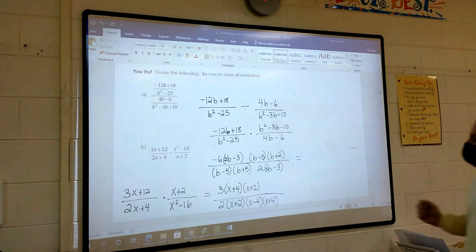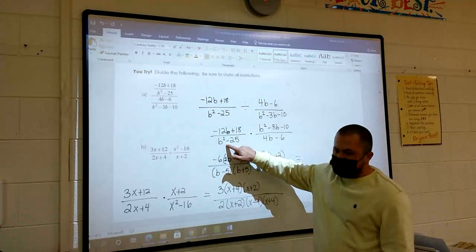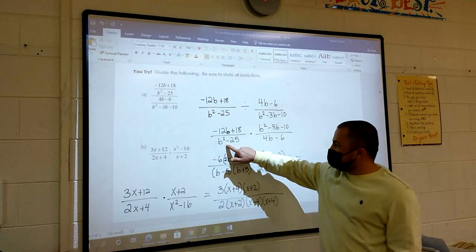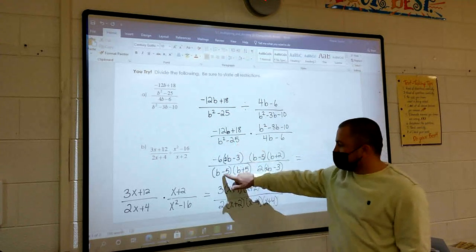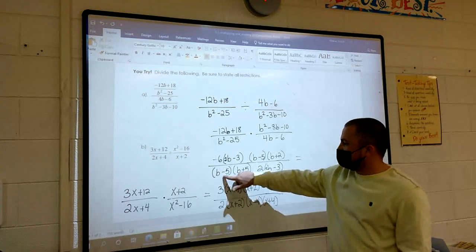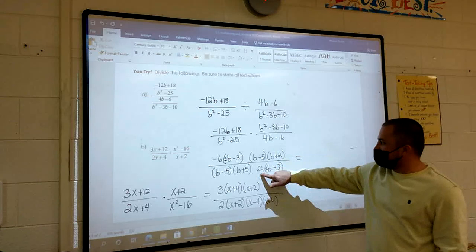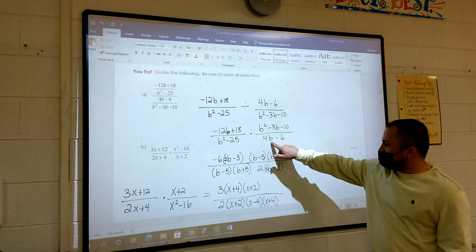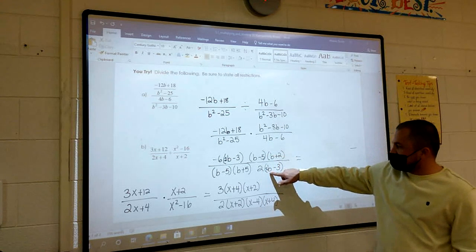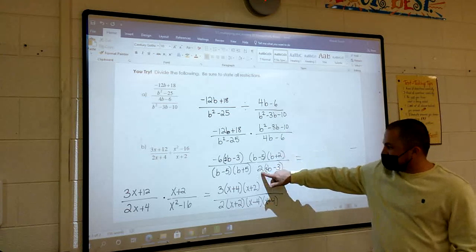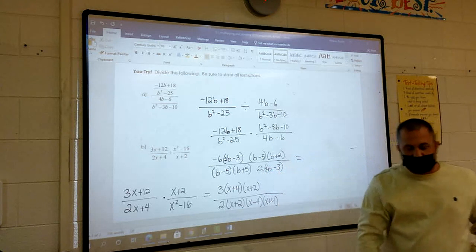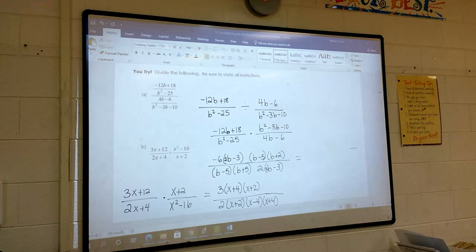So I've got that. B squared minus 25 is a difference of squares. So the square root of 25 is 5. So I got (b minus 5)(b plus 5). 4b minus 6: 4 and 6, I can take out a 2, and I'm left with 4b divided by 2 gives me 2b, and negative 6 divided by 2 gives me negative 3. So I factored everything. Now, see what I can cancel out.